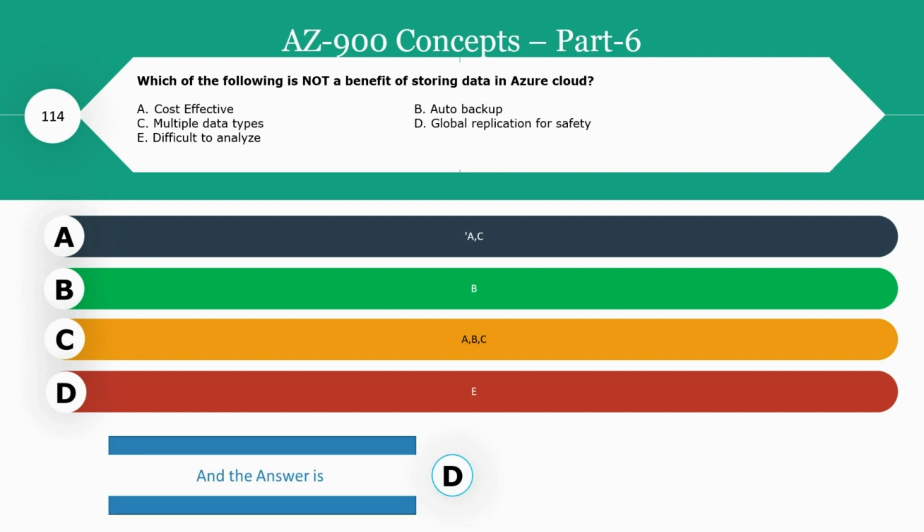So for this question, option D is the right answer because cloud is cost effective. You can pay for what you use. Cloud can store multiple data types or formats of data inside it, and there is no restriction on it. You can set auto backup and auto replication in a safe region of your interest. You can analyze the data easily using multiple services exposed by the cloud service provider. So the odd one out of the options is option E, that is difficult to analyze.